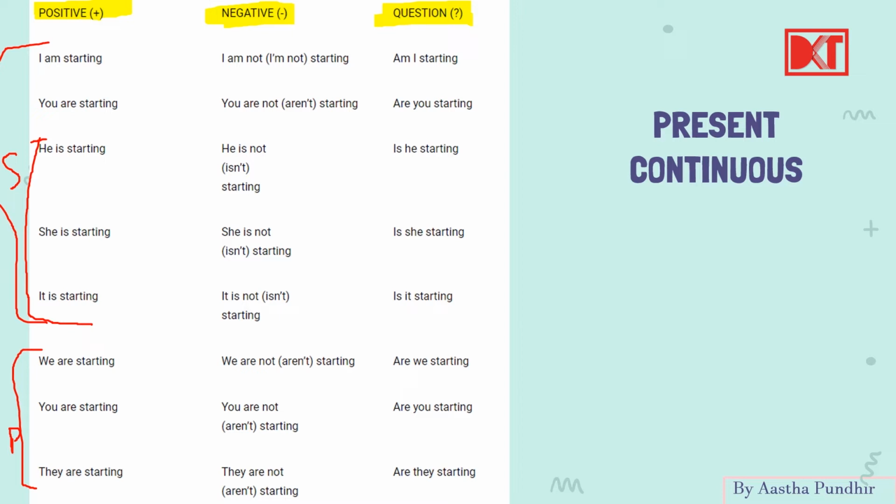Now here the formation, as I told you, was what? The subject plus either am or is or are, and then what? Then the verb, and then with the verb what is formed? ing.